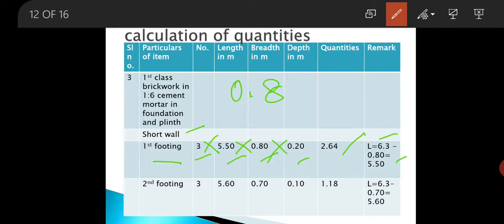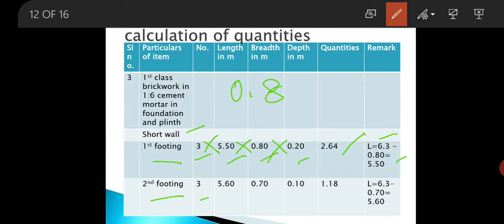Similarly, we will apply the same rule for the rest of the footings and plinth wall. Next we will go for second footing. The number is the same, 3, because the number of short walls is 3. It will be the same for all the footings and plinth wall, because for each short wall we have to prepare the footings.